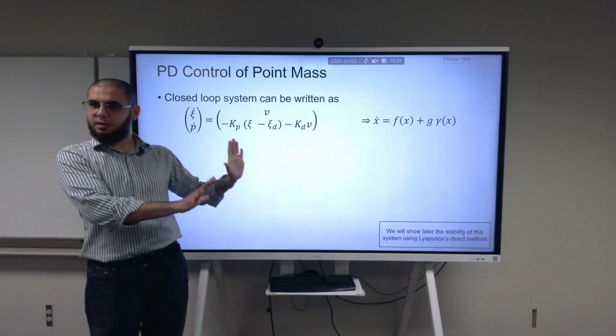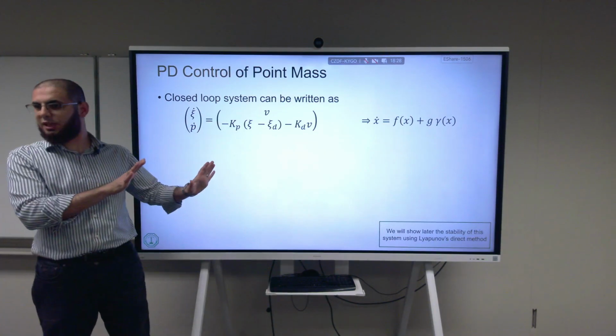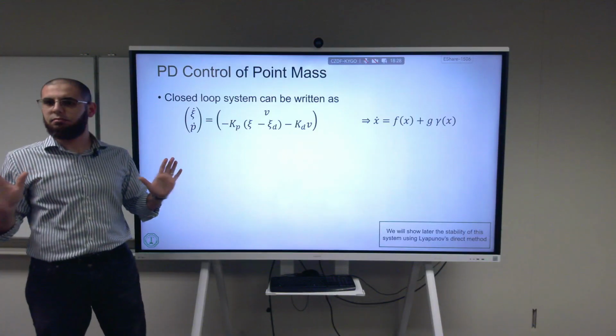But we're going to keep it like this, and we're going to be treating it as a general nonlinear system, even though it's just linear. Okay? Make sense? Yes. PD control.